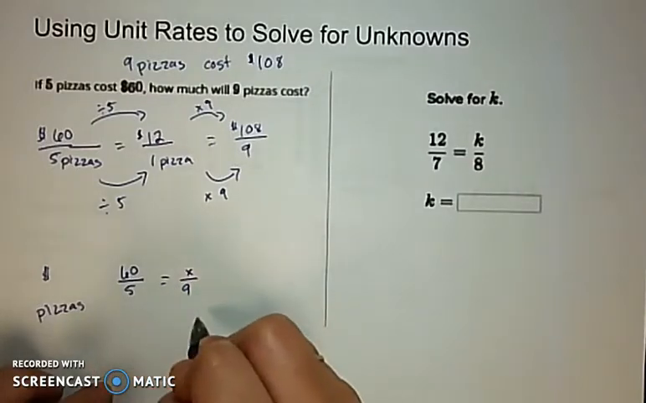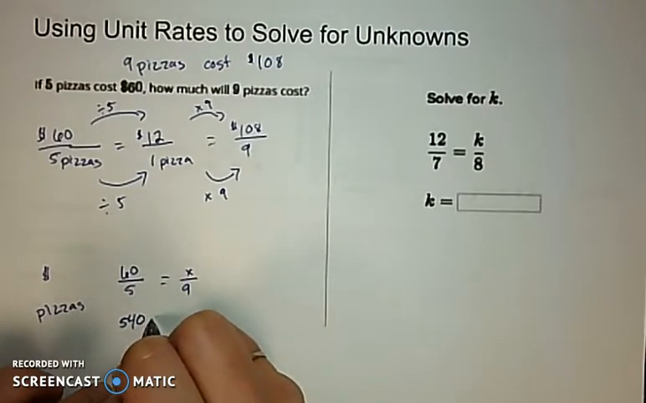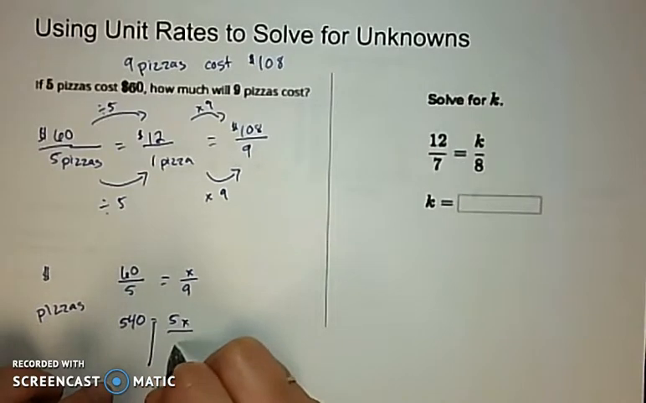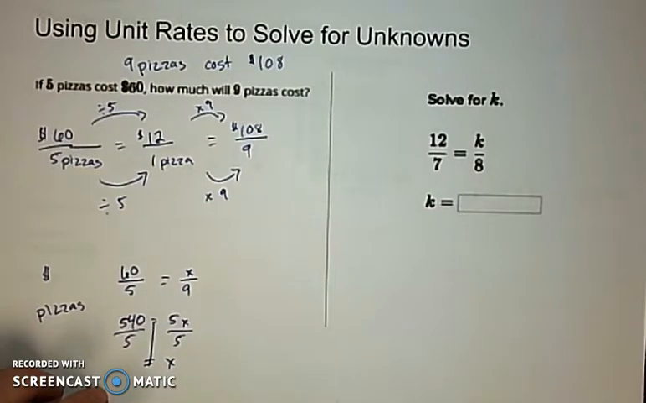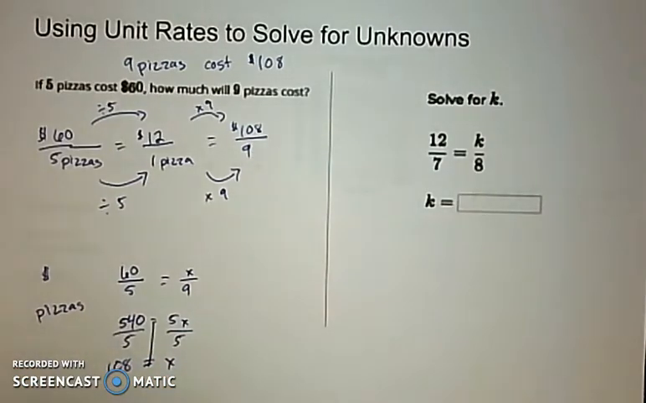And that gives us 540, and then that's going to be equal to 5 times x, and then we can divide both sides by 5, and we're left with x equaling, again, 108. So 2 different ways that you can solve that. There's a bunch of different ways you can solve that. This is just 2 options.